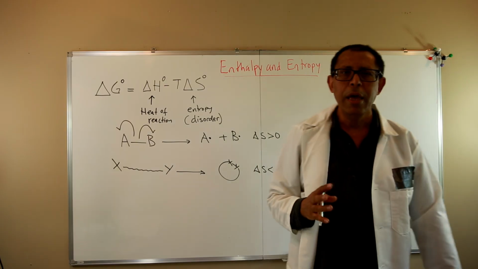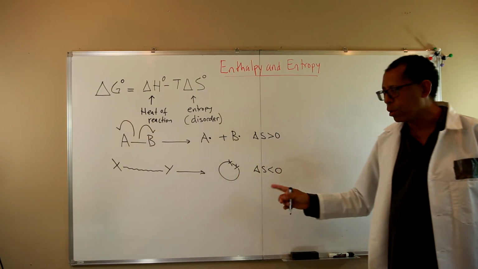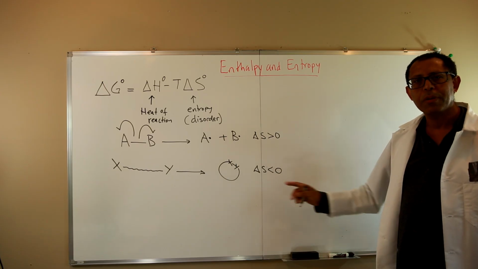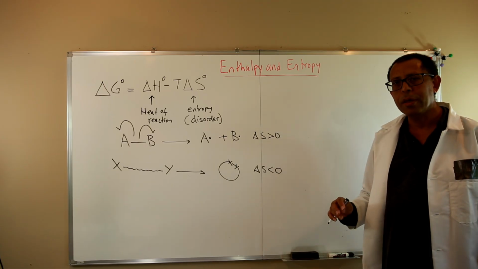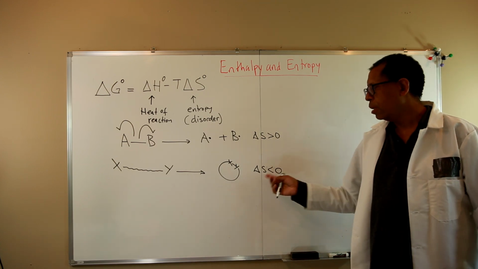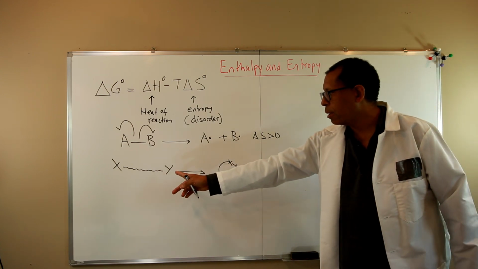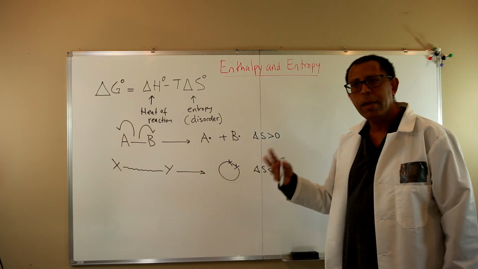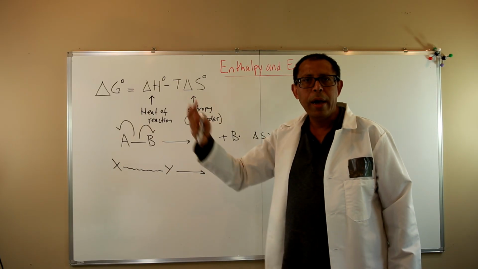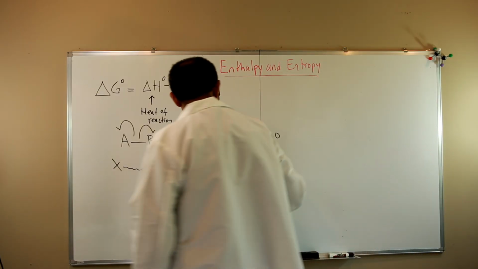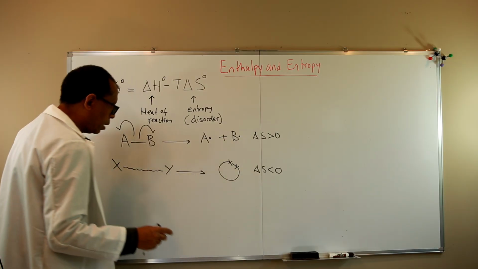So it may not be a very easy reaction to undergo, because it is decreasing entropy. Decreasing entropy is not a very easy, natural process to undergo, so that cyclization of X, Y may be highly energy demanding, that means. So this is an entropy decreasing reaction type.